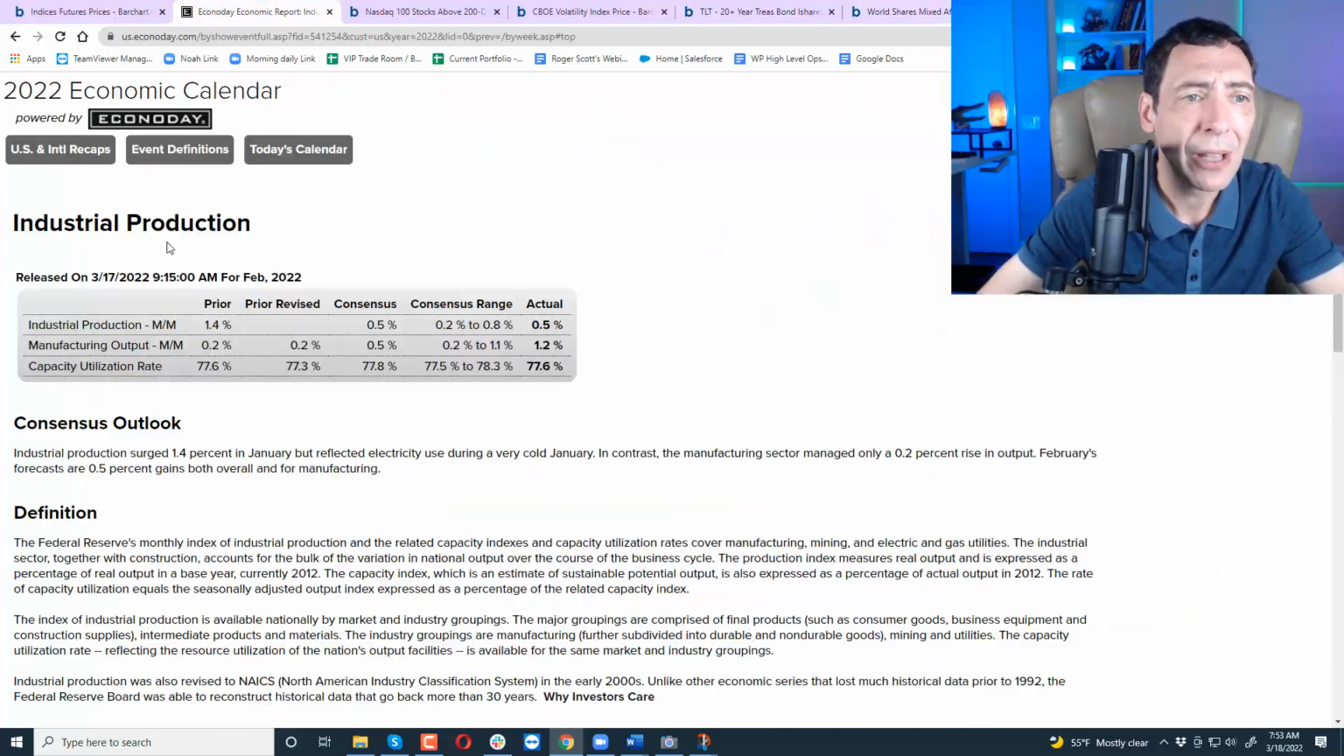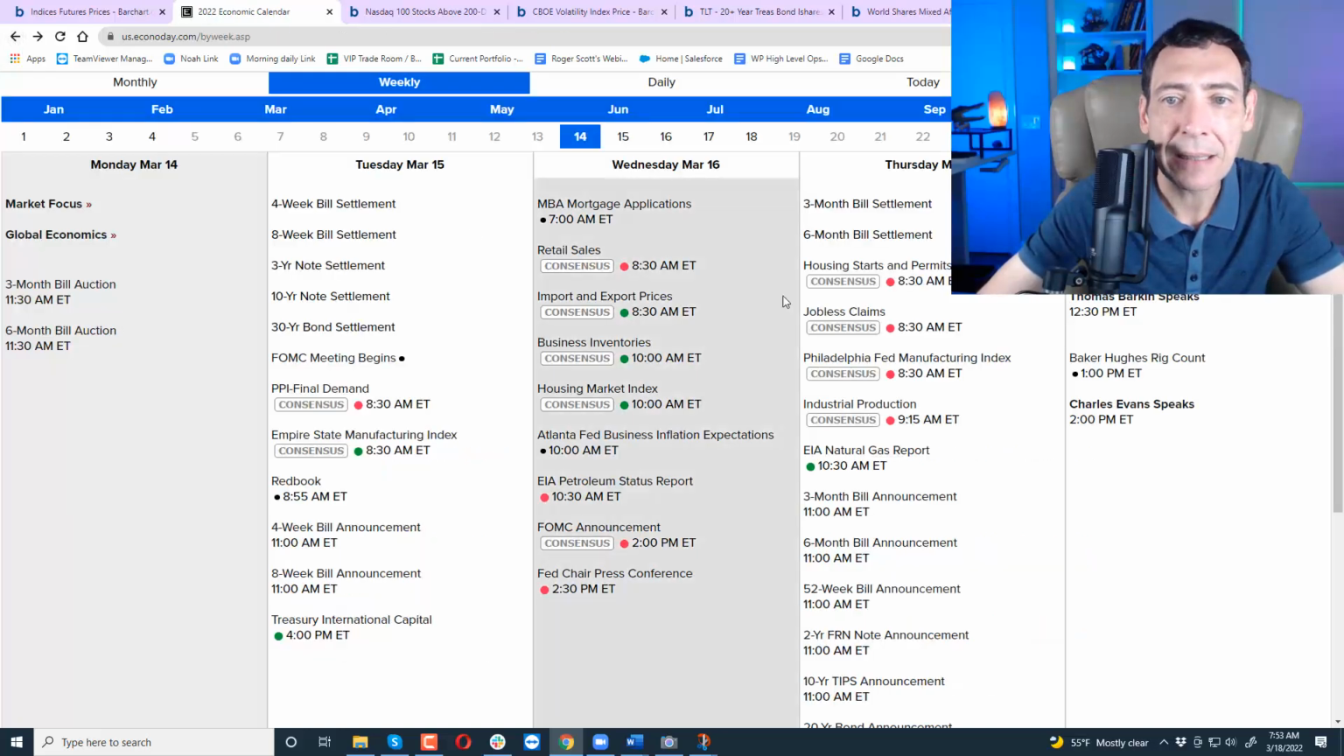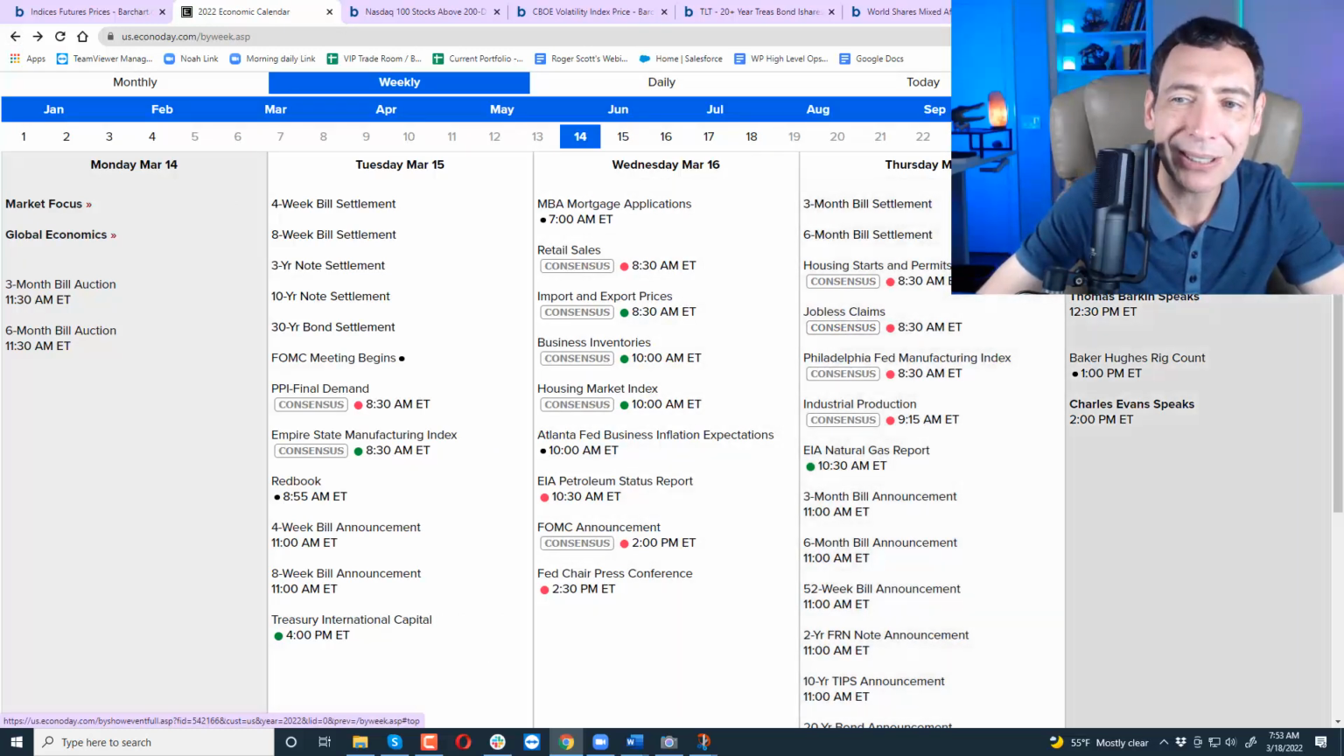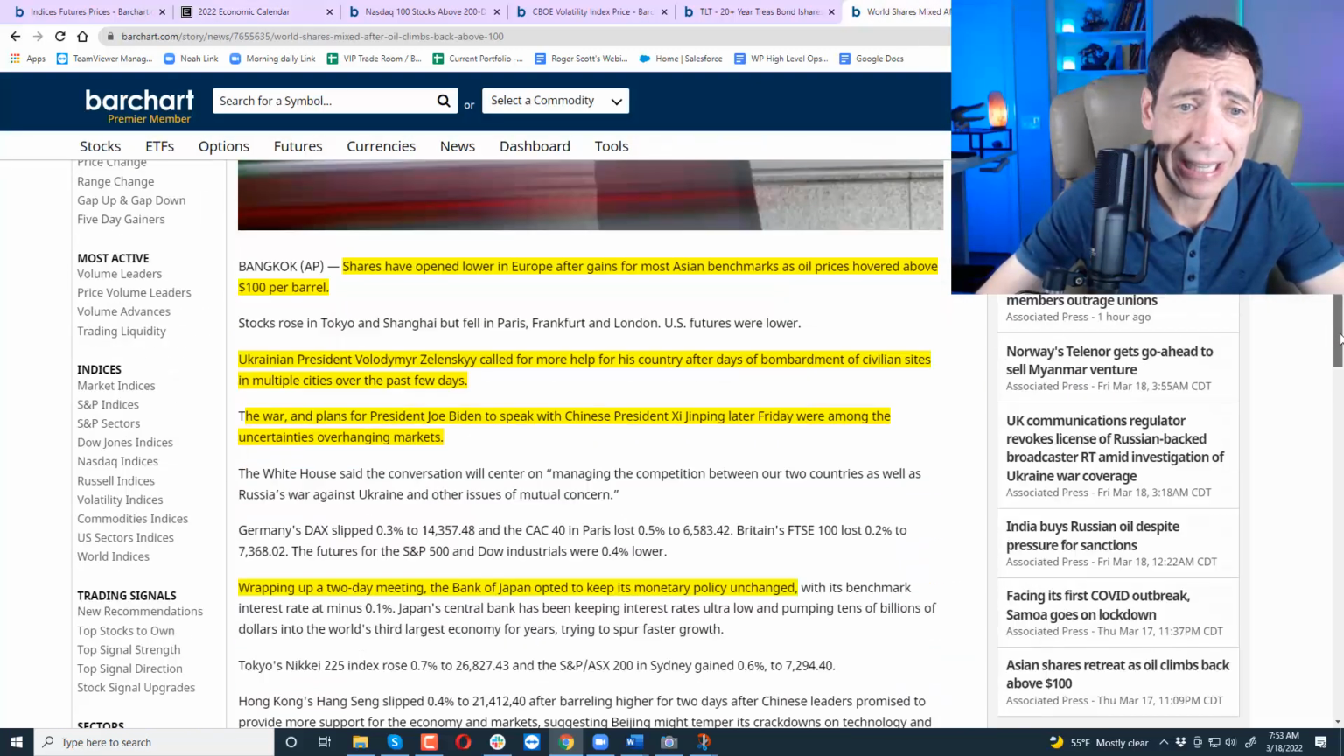Now, as far as news, we had industrial production yesterday. It was mixed. The manufacturing output was not too bad. The capacity was not too bad. And the housing starts, the jobless claims, the numbers were not that bad. Today we've got existing home sales. Not really focused too much on that report because home sales have been very, very stable.